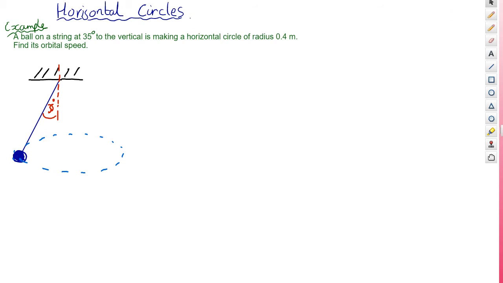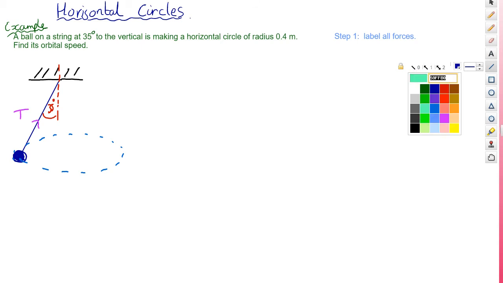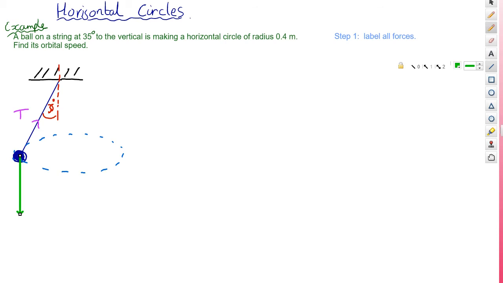So what do we have to do? Well, we have to do step one. We've got to label on all the forces which are acting on the body, in this case this ball on a string, which is going in the circle. Obviously there's the tension in the string, so that's the first one to label. I'm going to call that T. And the only other force acting on this body is the weight. So I shall put that acting, as the weight always does, straight down. There it is. Let's just call that mg for now.